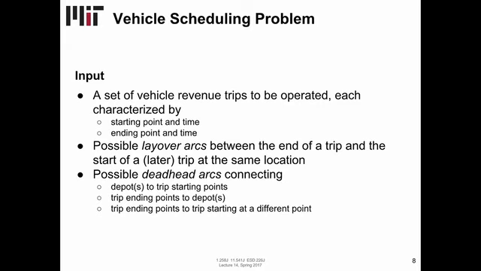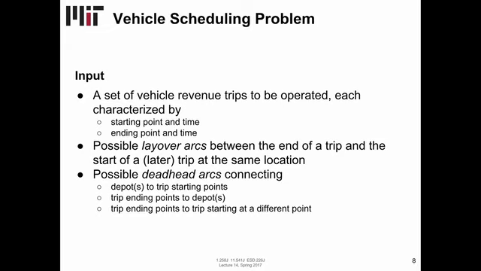Input into the vehicle scheduling problem would be the vehicle revenue trips, which is the timetable that we deliver. Each is characterized by trip start time, end time and point. Then the other input would be possible layover arcs to account for reliability of these trips and delayed trips. And then deadhead arcs connecting depots to trip starting points. We call those pull-out arcs from depot. And then pull-ins back into the depot from trip end points.